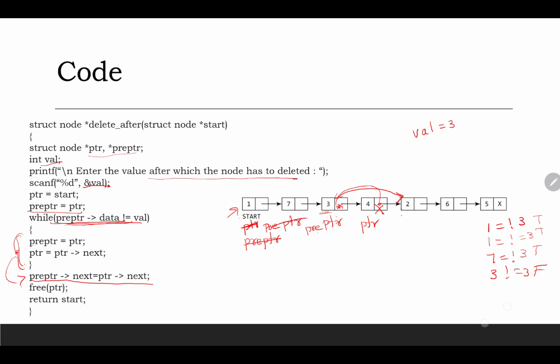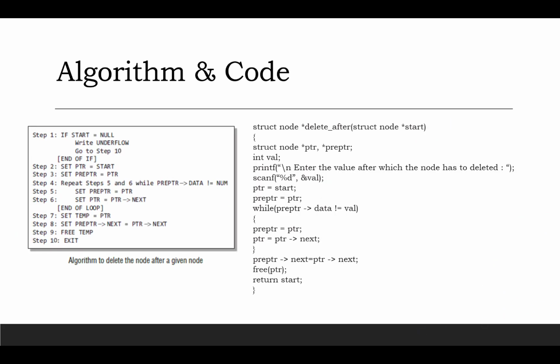Okay, and next this is the code and the algorithm. Here first we are checking the overflow condition. Then ptr is equal to start, and pre-ptr is equal to ptr. Then we check the condition while pre-ptr->data is not equal to value. If this condition is true, these two statements will be executed: pre-ptr is equal to ptr, ptr is equal to ptr->next. Once this condition becomes false, it will come out of the loop.